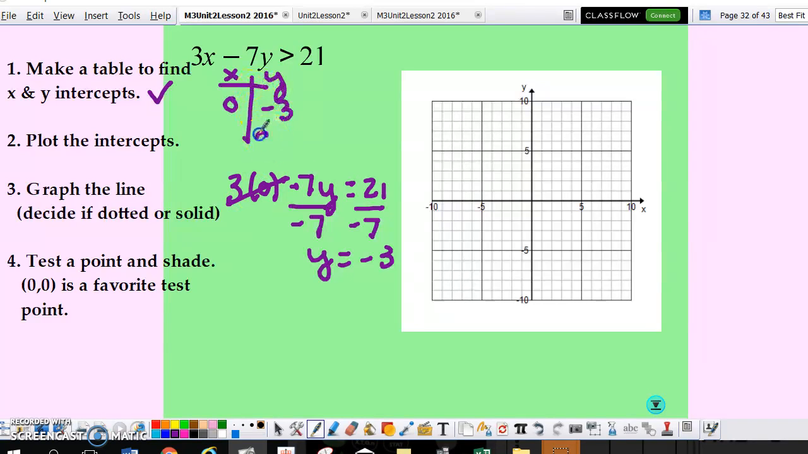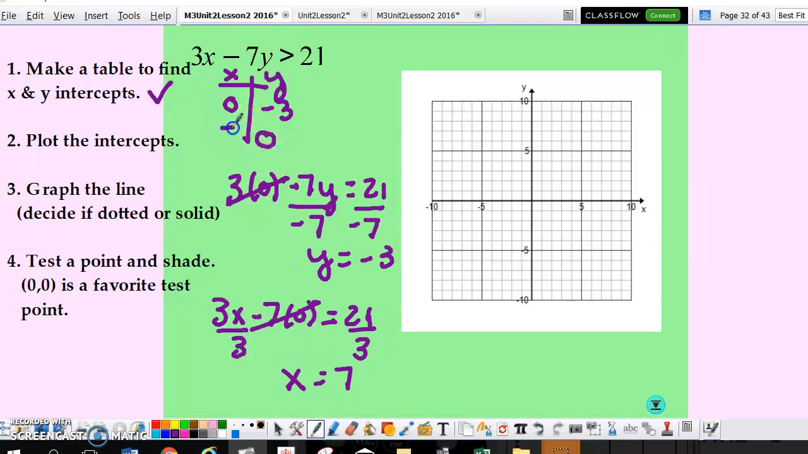Now, if y were 0, I'll rewrite the equation with a y replaced with a 0. And that would be gone then, 7 times 0. So 3 times something to make 21, I'll divide by 3. And that would let me know that x is 7. I'll fill that back in my table.